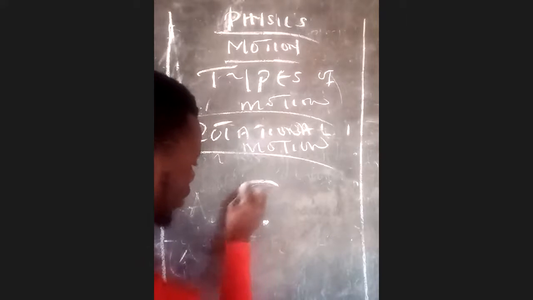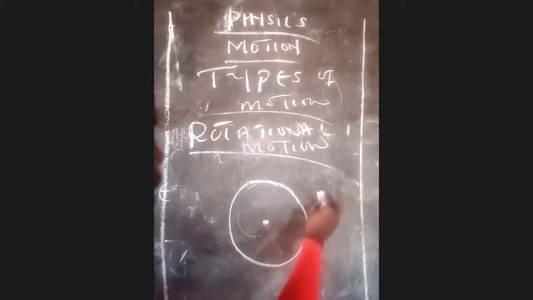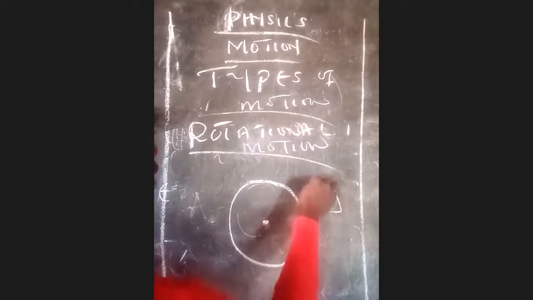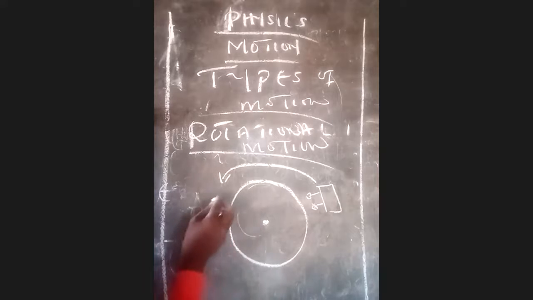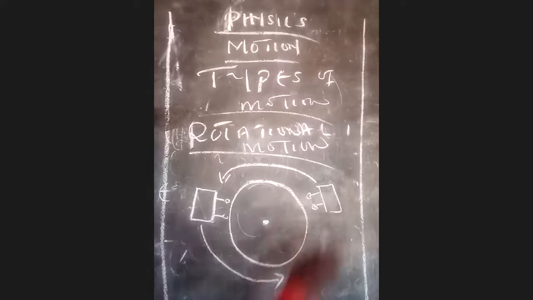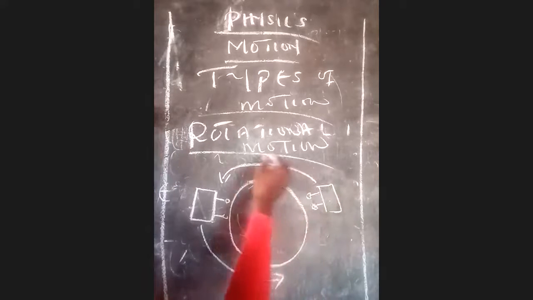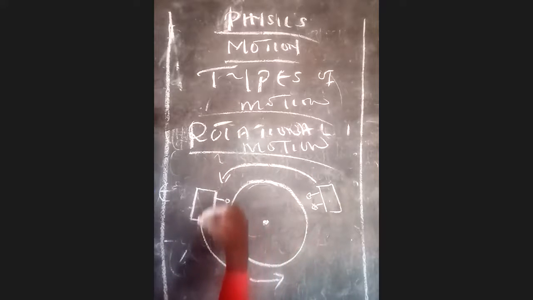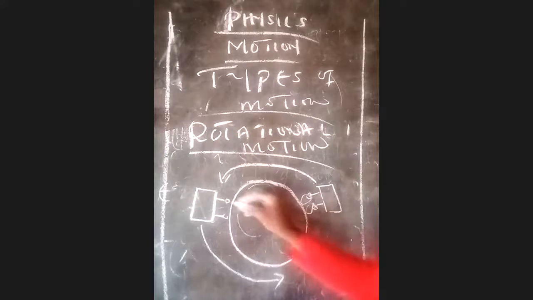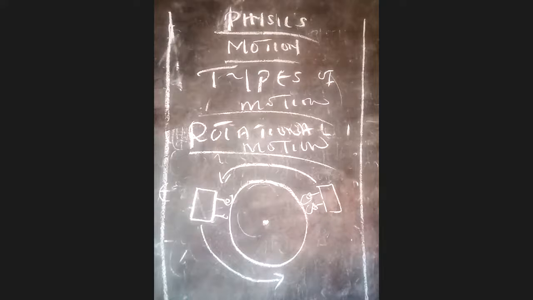Let me use a diagram to show you an example. Let's say this is a circle, and this is a load. This load is to travel in a rotational manner. Here is a body moving in a rotational manner around its axis. This form of motion is what we refer to as rotational motion. The body starts moving from here and moves in a rotational manner. That is a typical example of rotational motion.